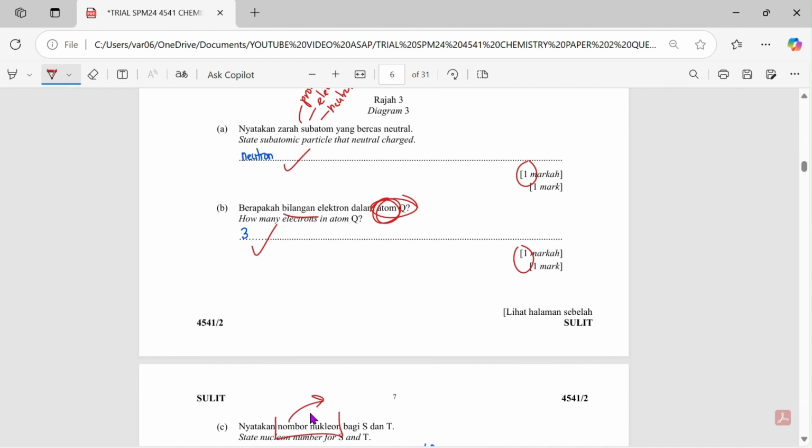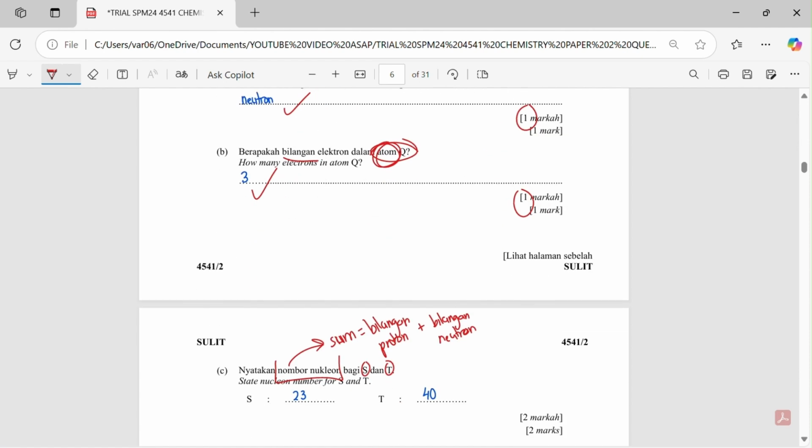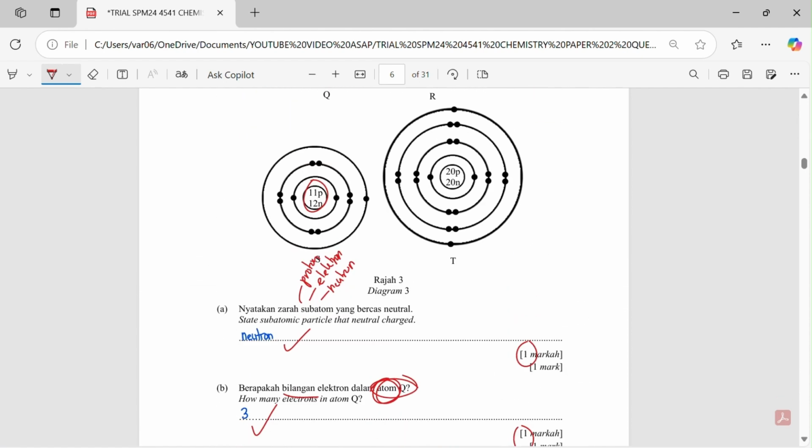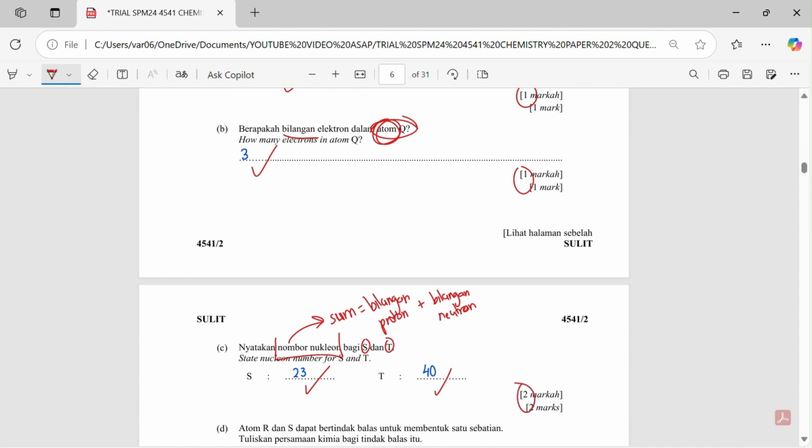Nyatakan nombor nukleon bagi S dan T. What is nombor nukleon? Nombor nukleon is the sum, jumlah, the total of bilangan proton plus bilangan neutron. Okay, so they ask for S and T. So 11 plus 12, you'll be getting 23. 20 plus 20, 40. 2 marks there.